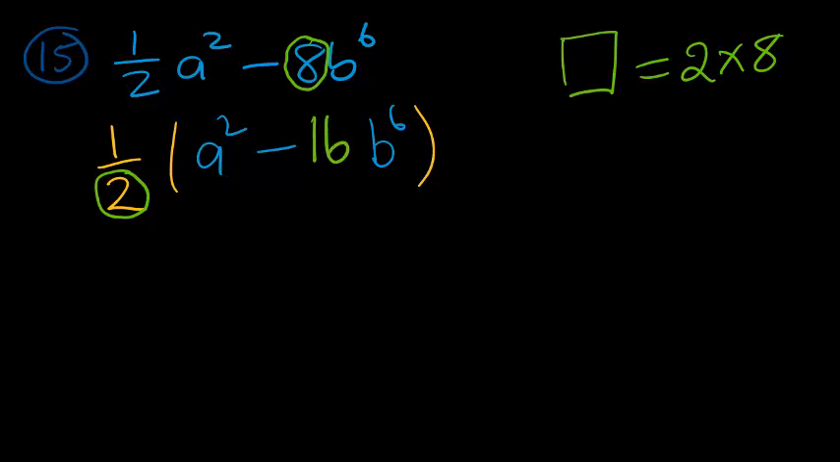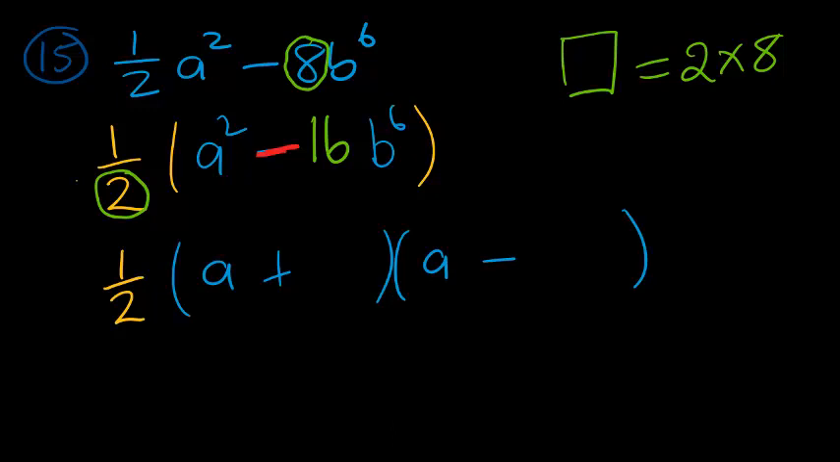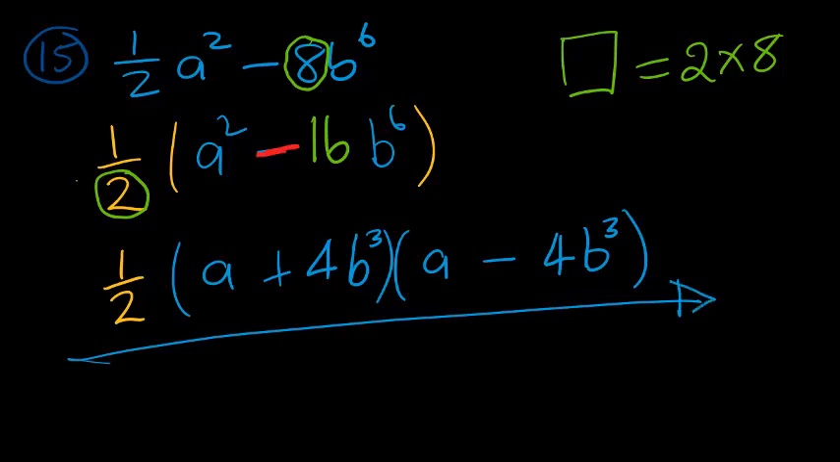So we now have a difference of squares because we have a minus there. A squared is a square. 16b to the power of 6 is a square as well. So 1 over 2 stays the same. And our brackets are two brackets. One is positive, one is negative. A squared becomes a and a. Now 16 becomes 4 and 4. And b to the power of 6 becomes b to the power of 3 and b to the power of 3. And that, dear folks, is your final answer.